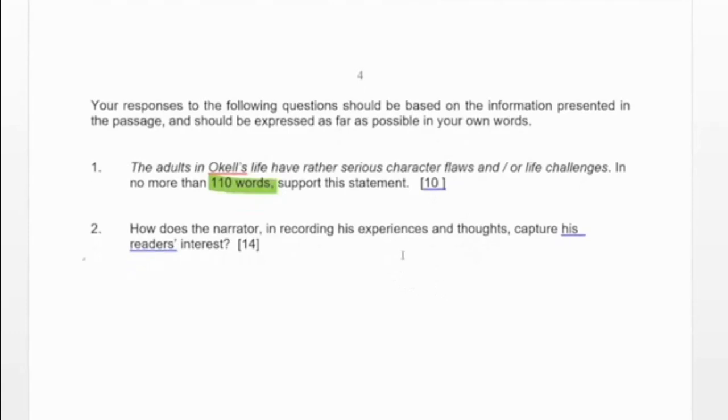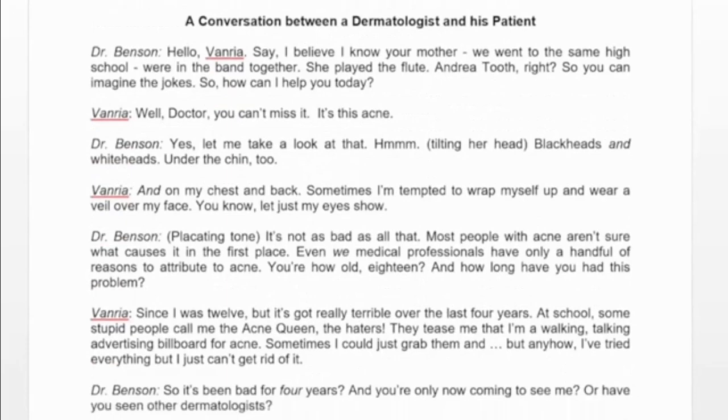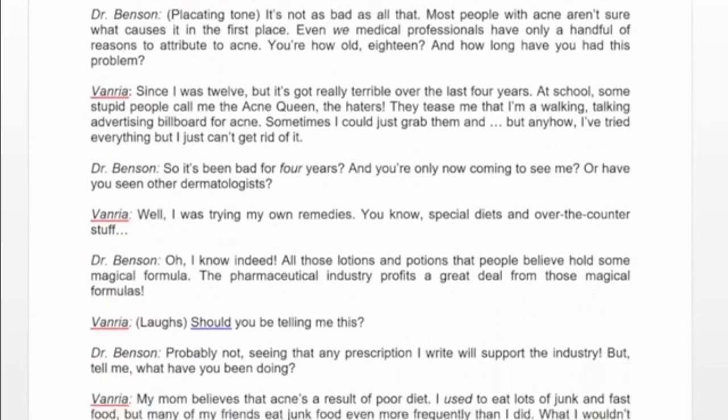I would admonish you to read through each question and pay attention to the task and keywords in order to determine what it is that you should do with each question. The answers for these questions can only be obtained from the first passage. You are not allowed to use information from the second passage to respond to questions 1 and 2 of Section A. Section B contains the second passage of Paper 4.